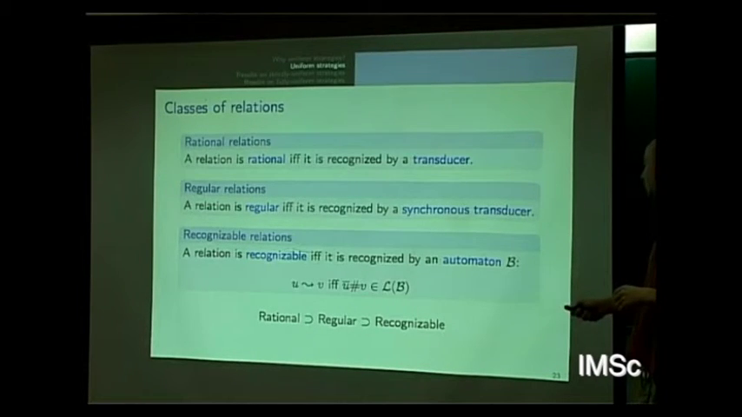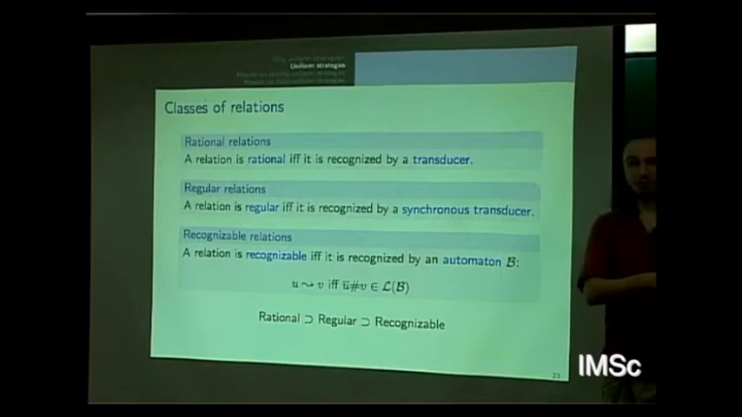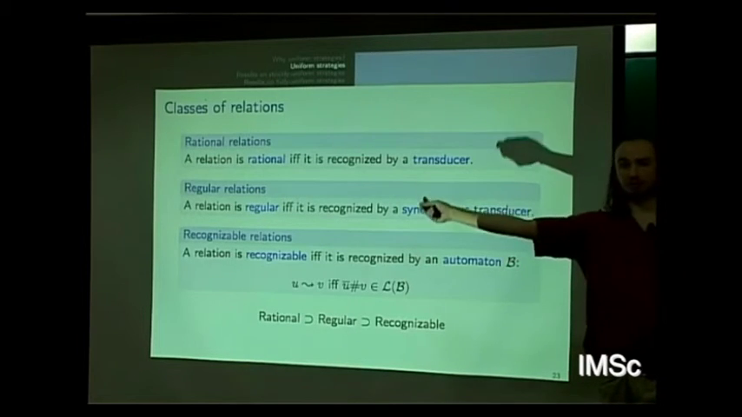characterized by the fact that they can be recognized by a finite word automaton in the following fashion. A relation is recognizable if there is a word automaton whose language is the set of words of this form, where U is related to V, and U bar is the mirror of U. It also holds if you remove the mirror, but this characterization will be more convenient for us. So basically, there is an automaton that can read one word, and then read the second word, and decide if they are related.